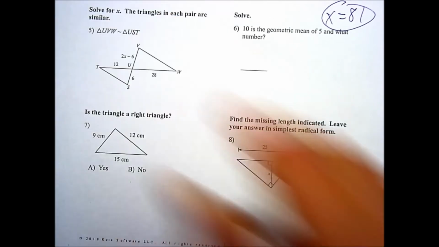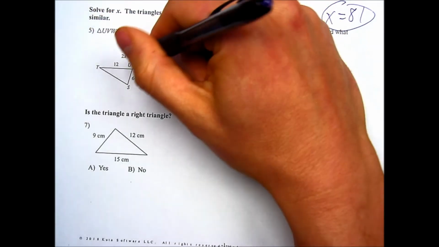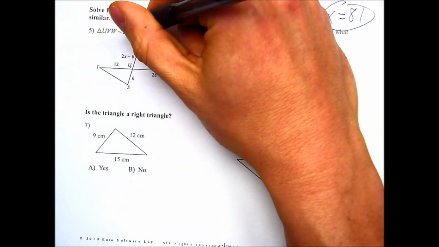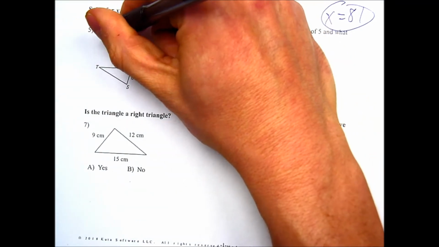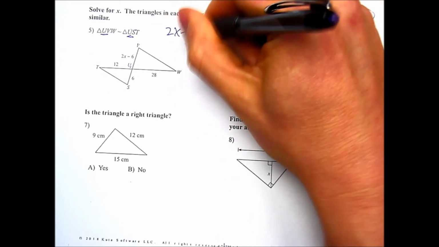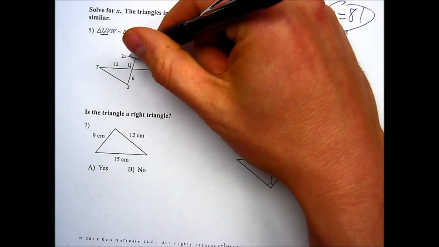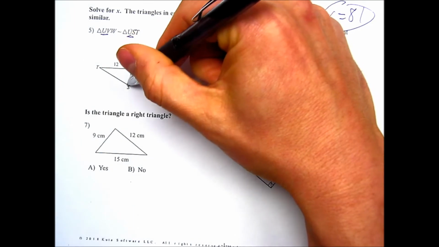Solve for x, the triangle and each pair are similar. So again, you're looking at this, it says UV goes with US. UV with US. So I'm going to take 2x minus 6. It's supposed to go with US, not with UT, with US. So 2x minus 6 with US.